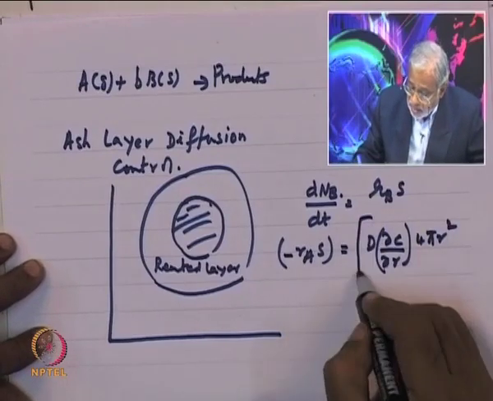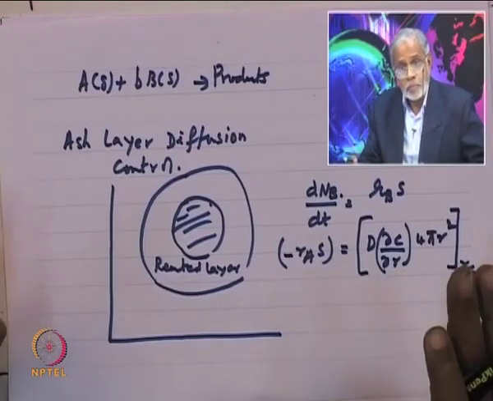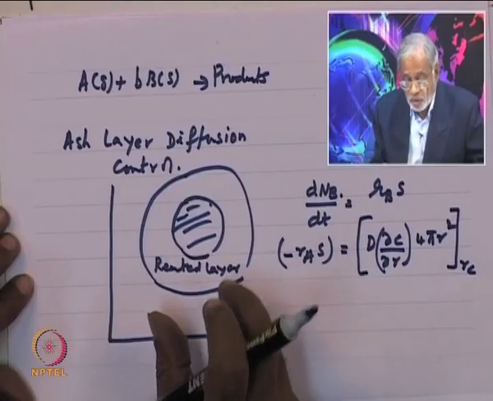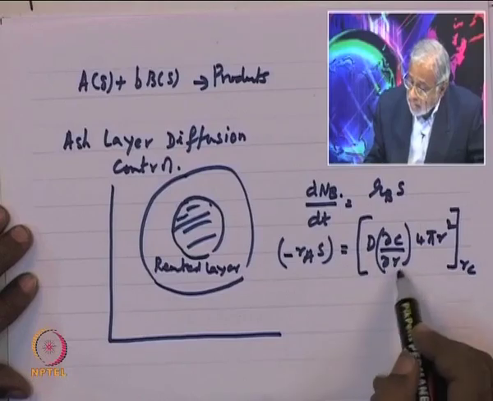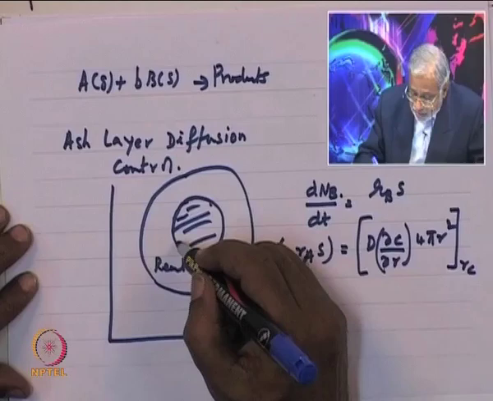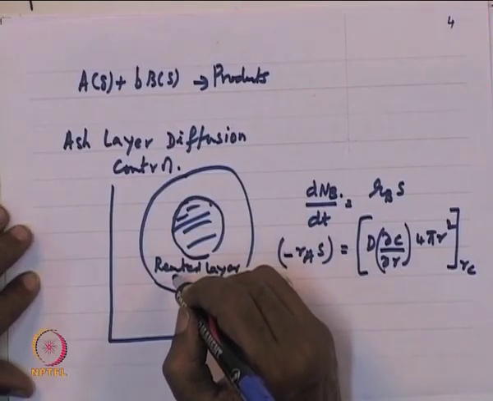This is at R equal to R c. Now, the point that we would like to understand here is that in the case of ash layer diffusion control, the rate at which chemical reaction occurs is D del C del r times 4 pi r squared. That means, if this is the unreacted surface, the rate at which material is supplied to this surface is the rate at which chemical reaction is occurring.